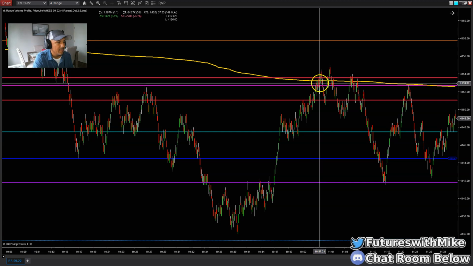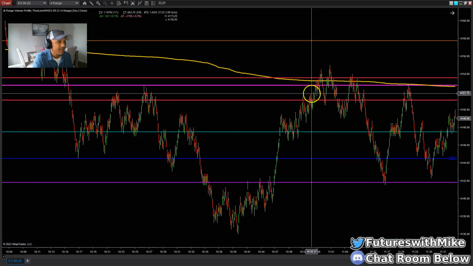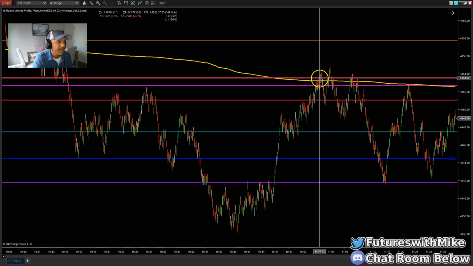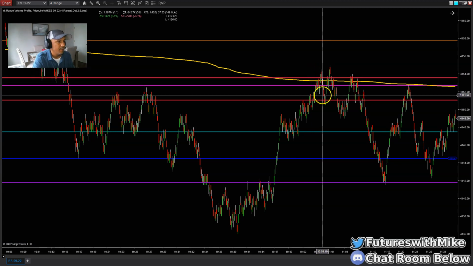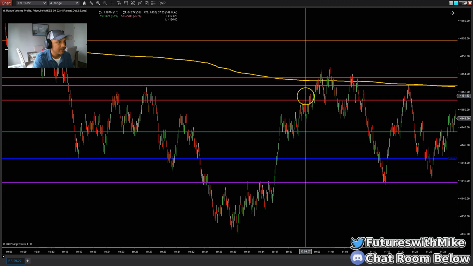What am I looking for? I'm looking for a break to the downside, price taking out some structure. Making structure and taking out, making a break to the downside, all right? Pushes down here. It does take out structure, but that's not enough for me to take the trade, okay?